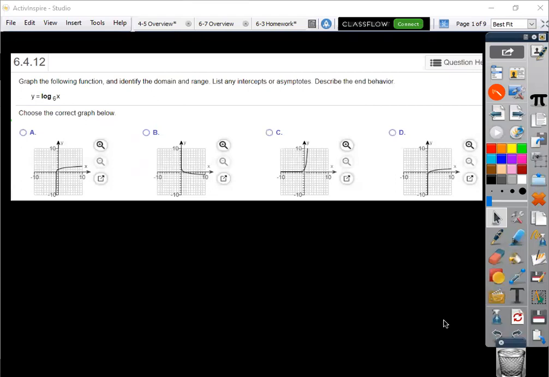Okay, problem 6.4.12. Choose the correct graph that goes with this. Well, of course you could use a graphing calculator, Desmos, whatever, and type that in and look at the graph to see.